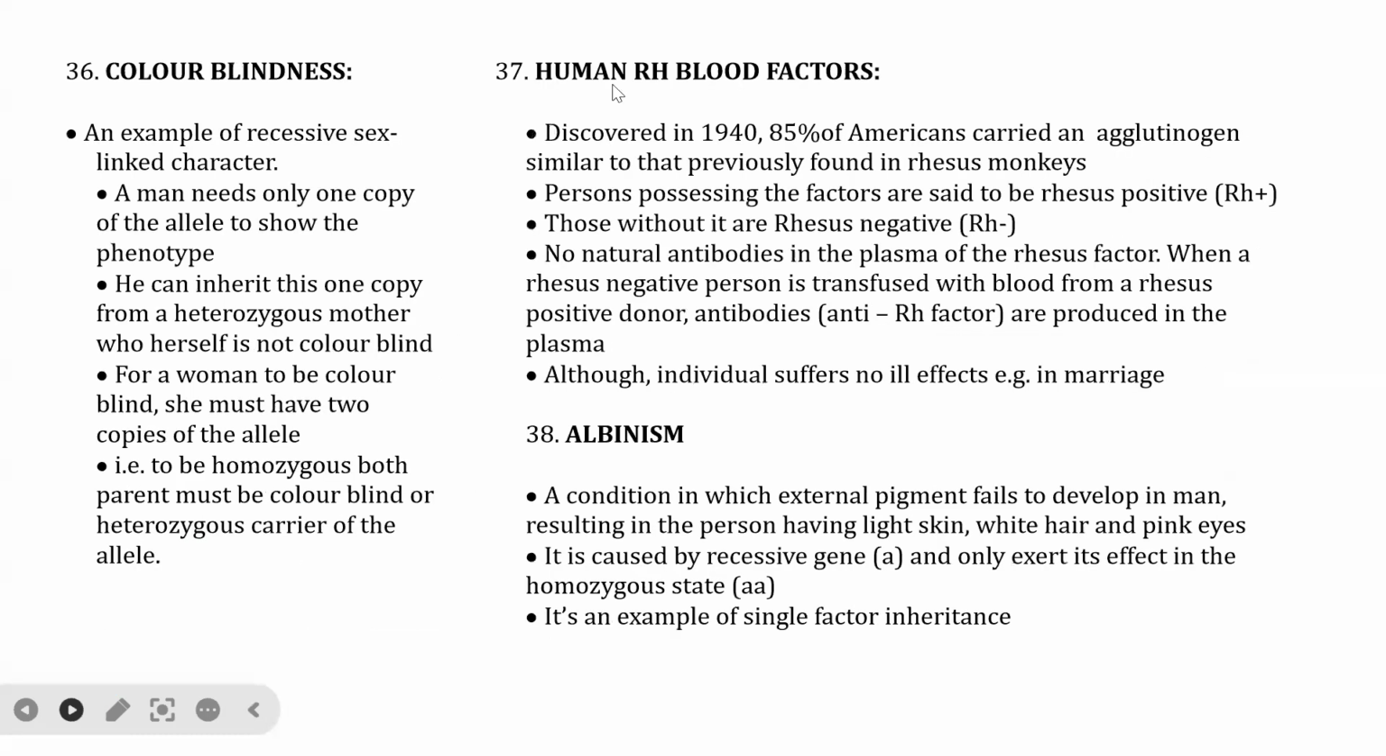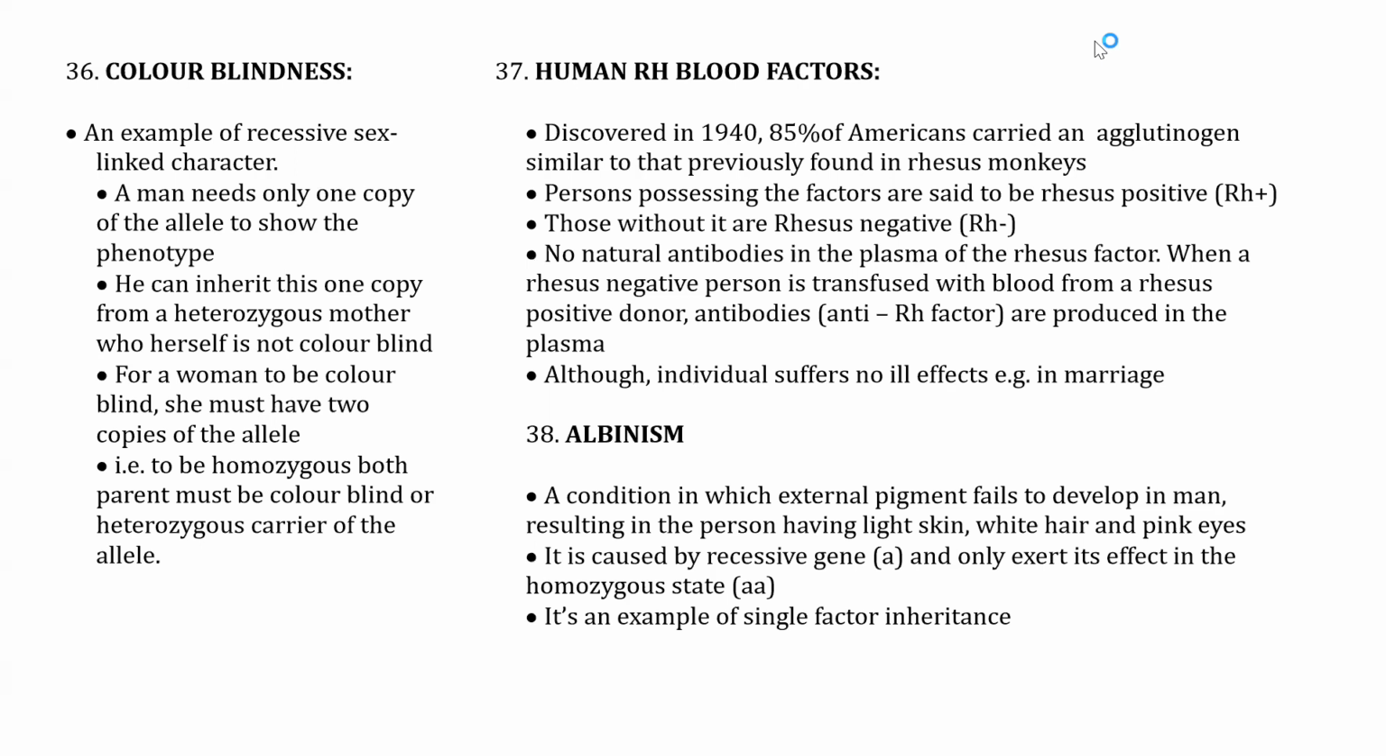So 36, yeah, color blindness. I told you we're still going to talk about it. Color blindness is an example of a recessive sex-linked character. A man needs only one copy of the allele to show the phenotype. I think I've explained that, just only one. Once the X chromosome has been affected, the man will have it immediately.